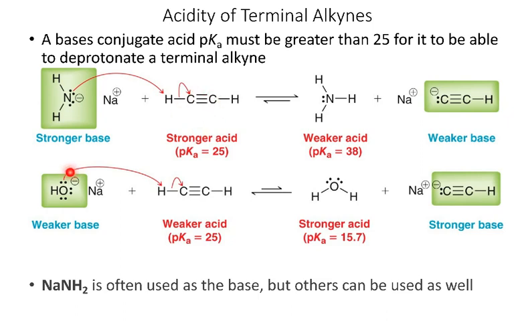If we use hydroxide as an example, the conjugate acid of hydroxide is water, right? And because water has a lower pKa than acetylene, that's going to force the equilibrium to the left, and so hydroxide is not a strong enough base to deprotonate an alkyne. What you'll see most often, the base that we'll use to deprotonate alkynes is NaNH2, but this is just one example, and many other bases can be used as well.